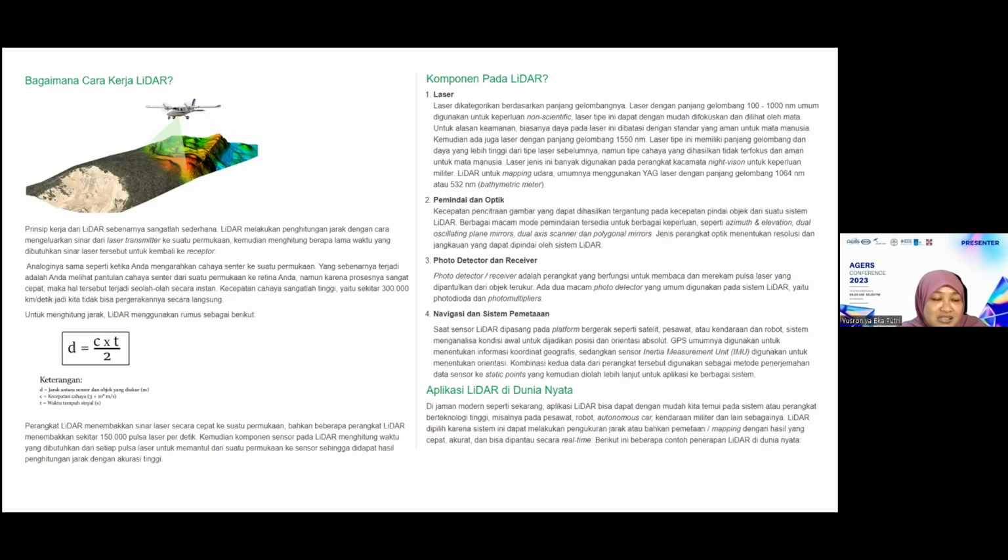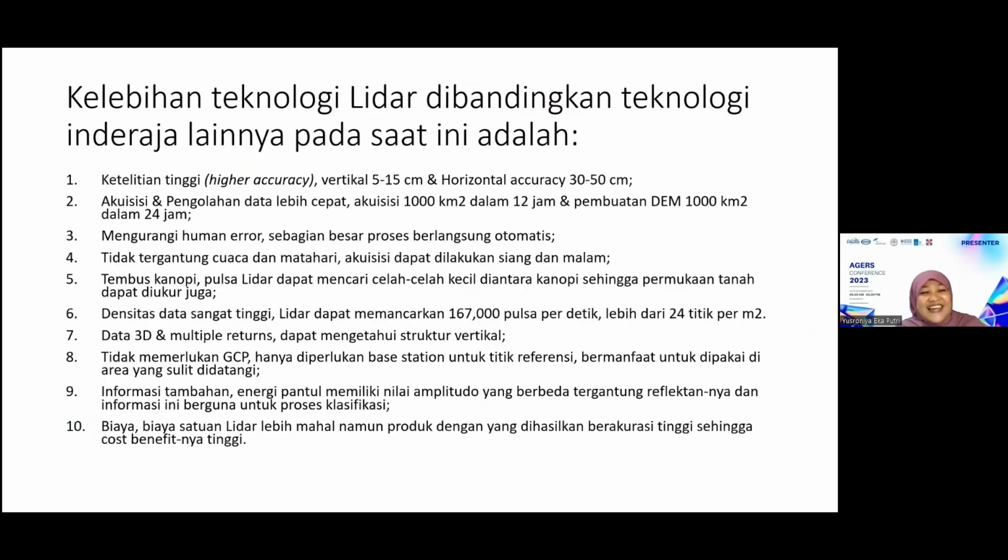We make a distance from the utilization about smartphone, and also we can measure the speed of light, the velocity. Yeah, sorry. This is maybe in LiDAR we get a higher accuracy.